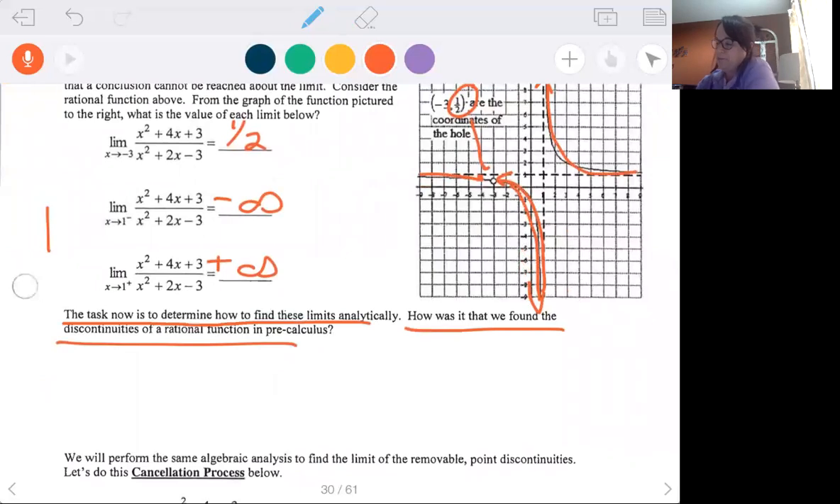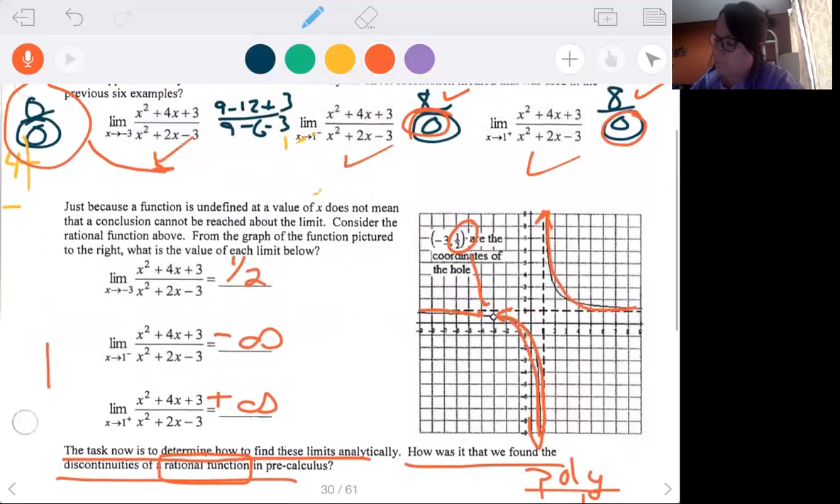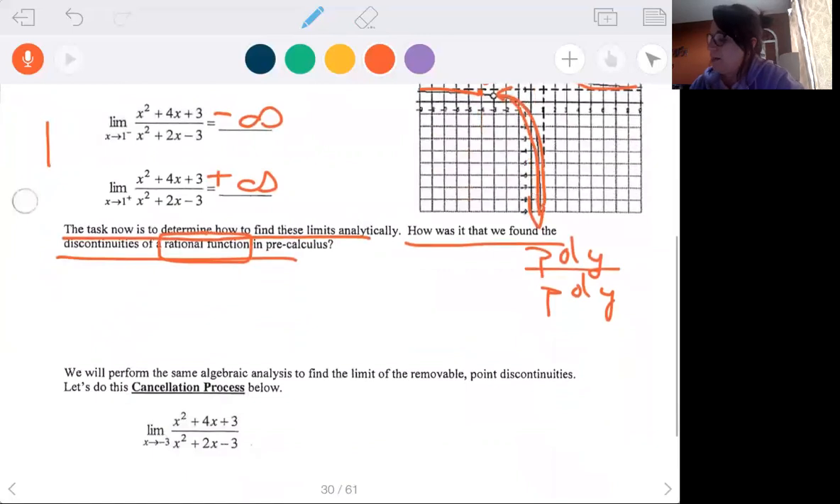The task now is to determine how to find these limits analytically. How was it that we found discontinuities of rational functions in pre-calculus? Remember what a rational function is, first of all. Let's put that down. It's a polynomial over a polynomial, like this guy here. It's the same one on all of them. That's a rational function. How did you find the discontinuities? Well, you might have forgotten, so I'll tell you. What your pre-calc teacher did is they should have said you need to factor and cancel anything that cancels out.